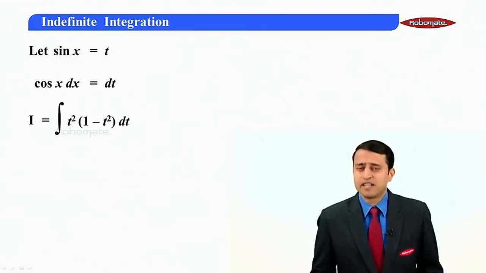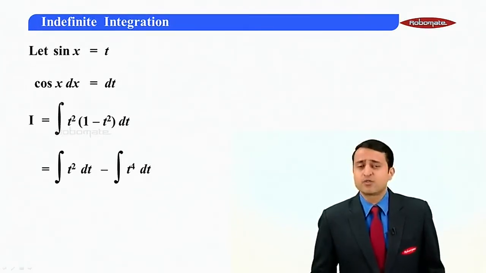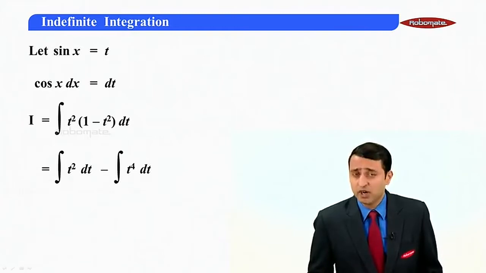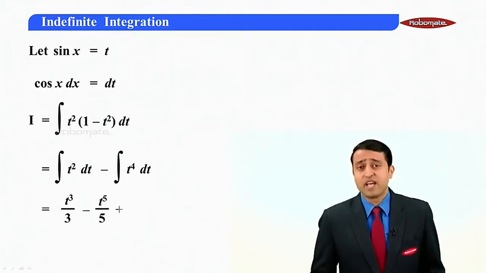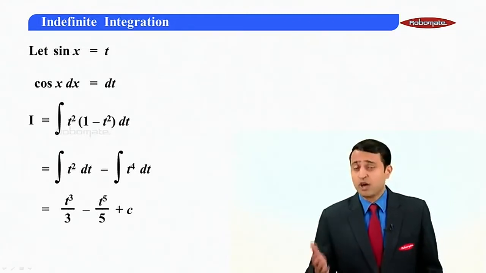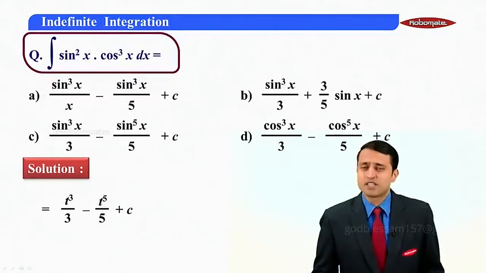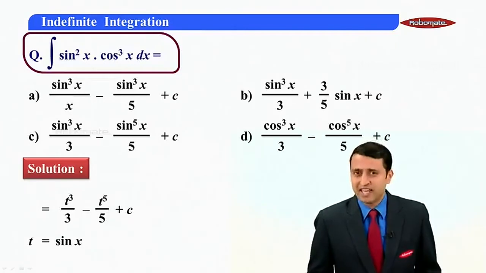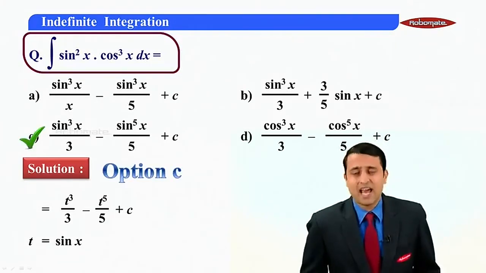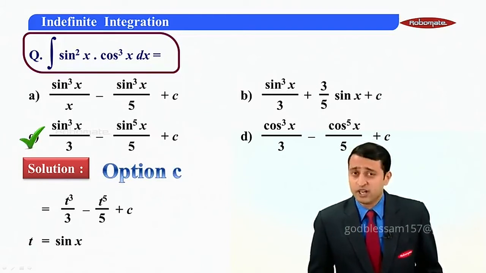I need to multiply that t square inside. So we get the integral of t square dt minus t raised to 4 dt. On integration that will give me t cube by 3 minus t raised to 5 by 5 plus c. Now the options are in terms of x, because t was substituted as sin x. So let us see which option is giving us the answer. If you check very carefully, my dear students, if I put t as sin x, we get option C as the correct answer. So option C is your answer.